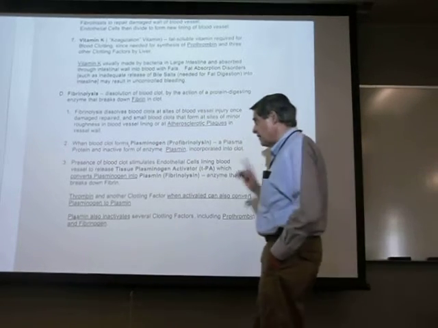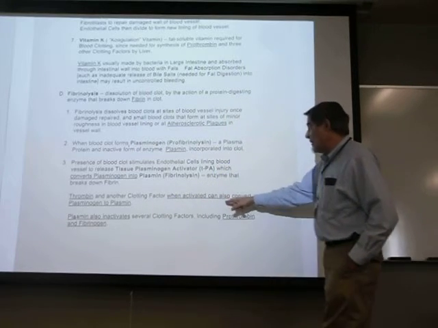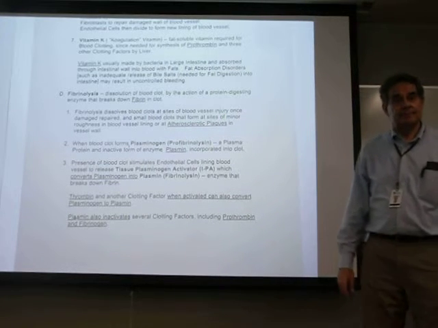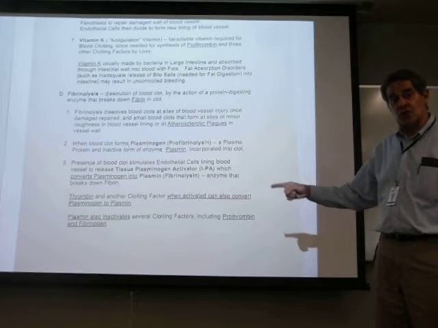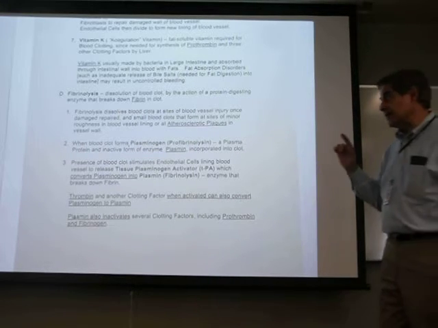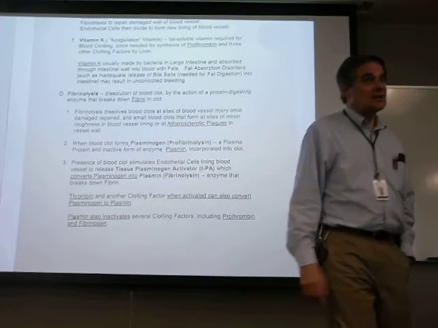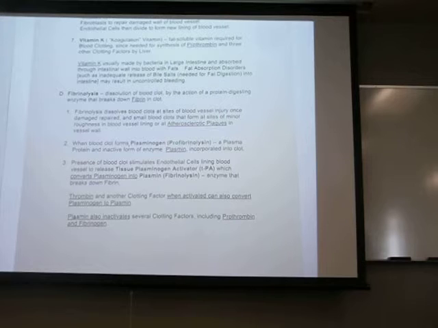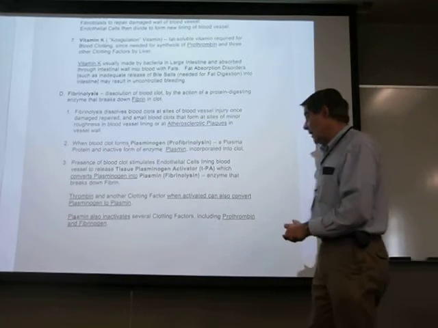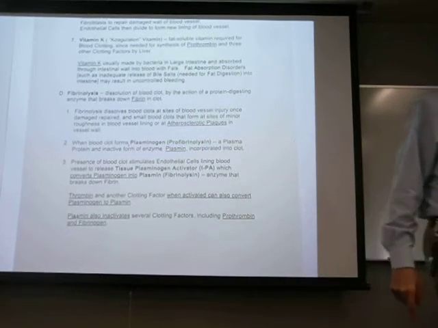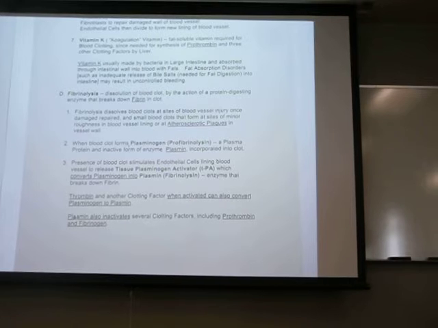And also thrombin itself and another clotting factor work together. When they're activated, they can also convert plasminogen to plasmin. And again, plasminogen is the inactive form. It's also called profibrinolysin. The active form then is called plasmin and fibrinolysin. Okay? Because that's what it does. It lyses or breaks up the fibrin, the threads that hold the clot together. And the plasmin then will inactivate clotting factors, including the prothrombin and fibrinogen. So you're basically not only breaking up the clot, but you're stopping formation of more clots. You want to get rid of the clot.